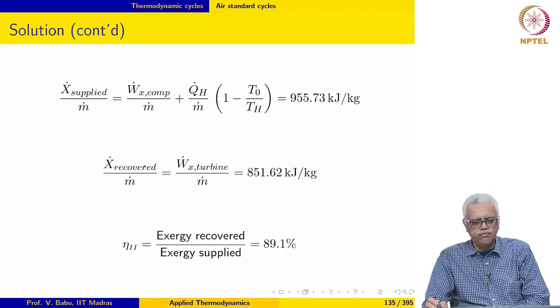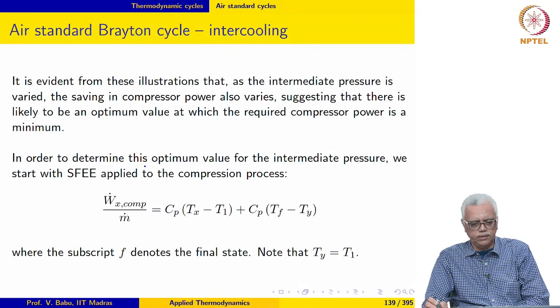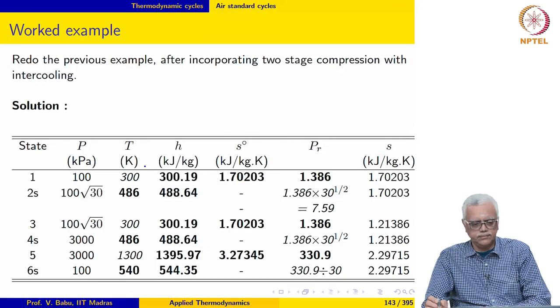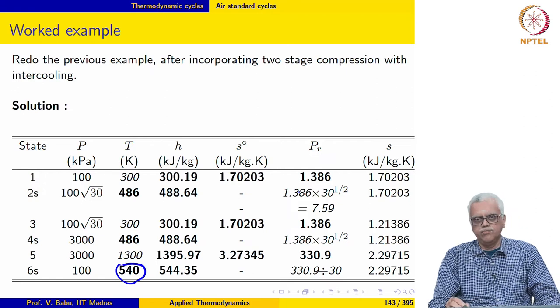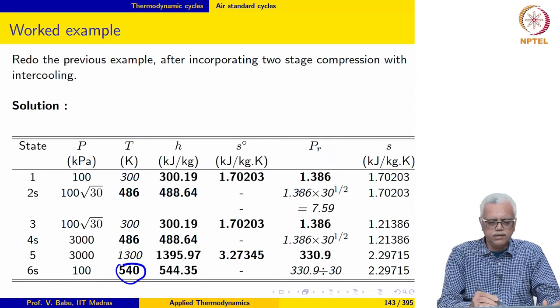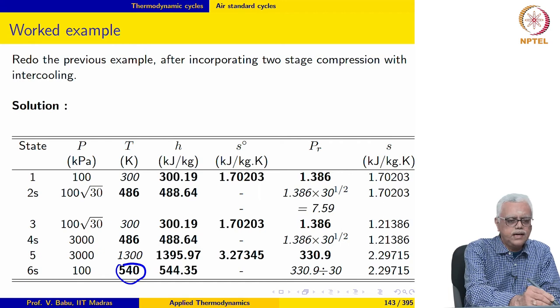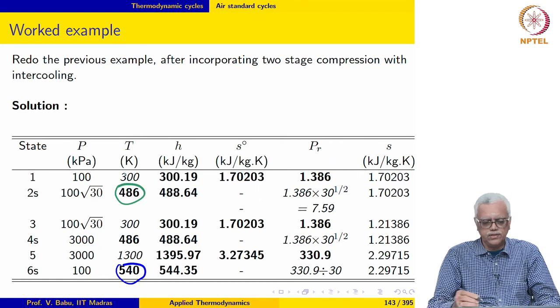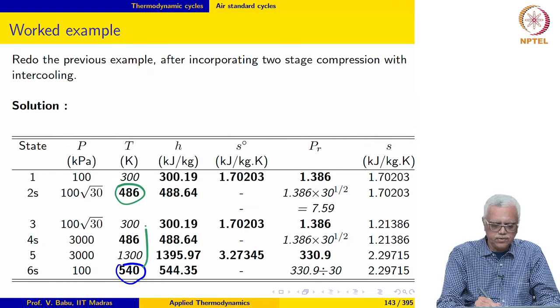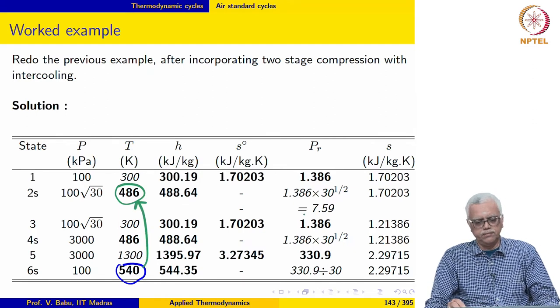Now, if we look at intercooling, you can see that the temperature at the end of expansion remains the same, 540 Kelvin. However, the temperature at entry to the combustor is now 486. So, definitely heat can be transferred from here to here.